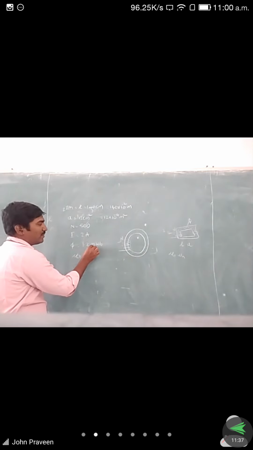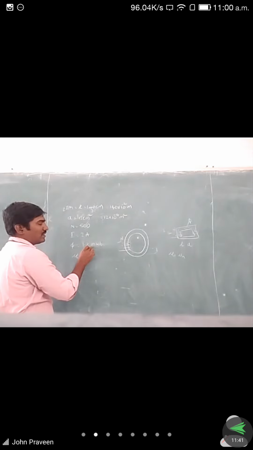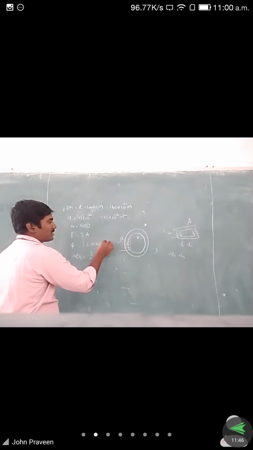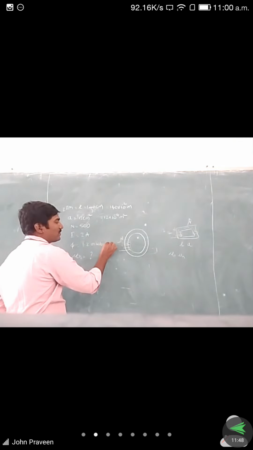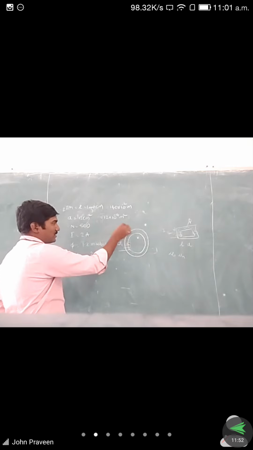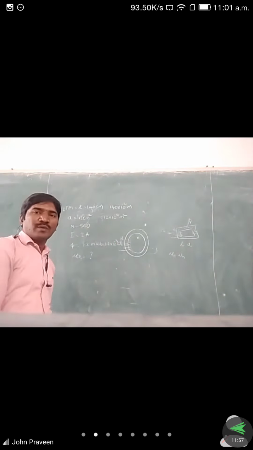Here it is a milliweber. We should convert it into Weber. Already we know that milli should be converted by multiplying by 10 to the power of minus 3, so 10 to the power of minus 3 Weber. So we have converted all units into the proper standard.